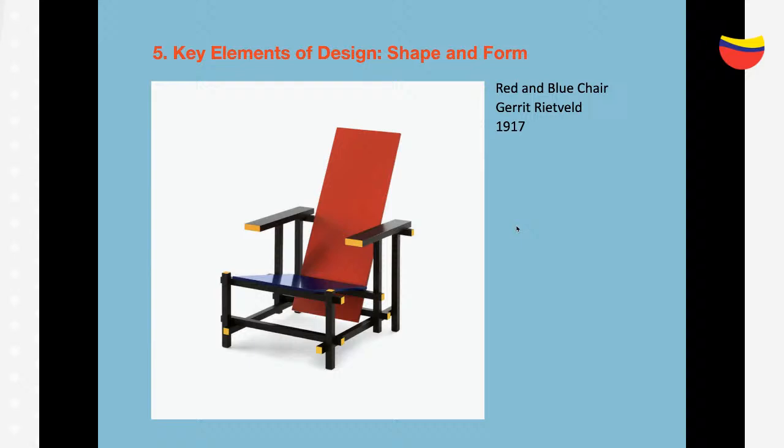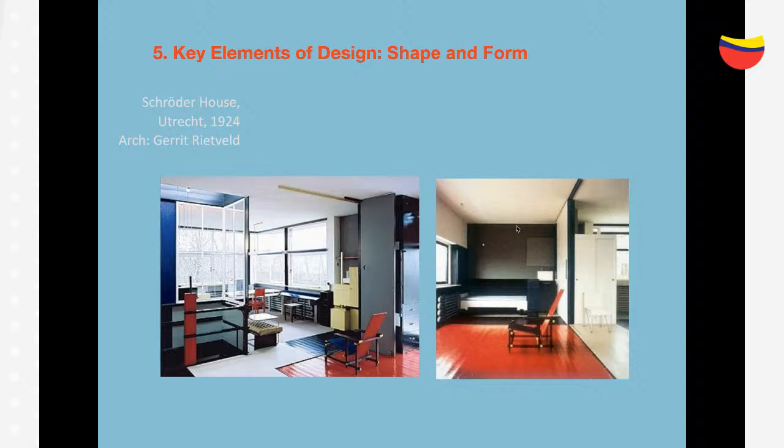Now, this is his famous red and blue chair. You can see the power of geometry. It's comfortable, though. It's a bit small. But when you sit on it, maybe it's a bit difficult to stand up because of the angles, but it's a very famous chair. It has been used in his Schroeder House that I just mentioned, right? You can see it's there.